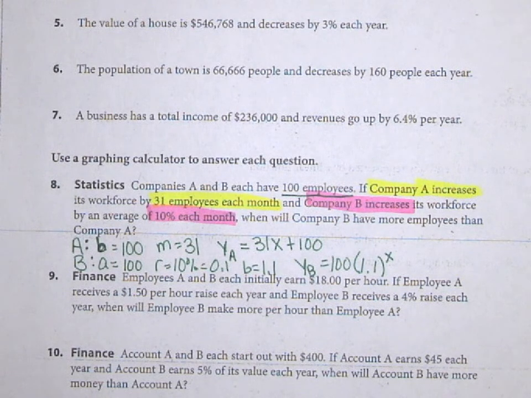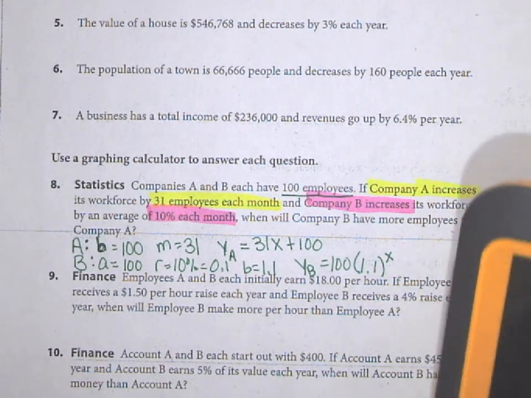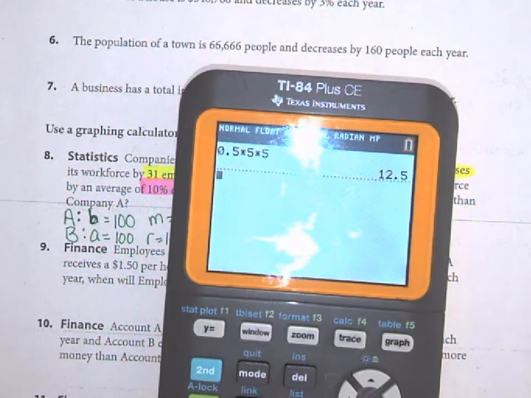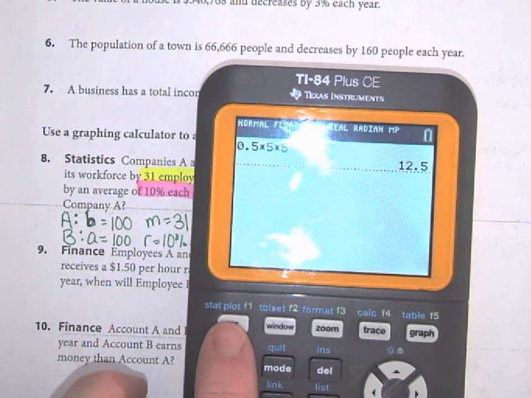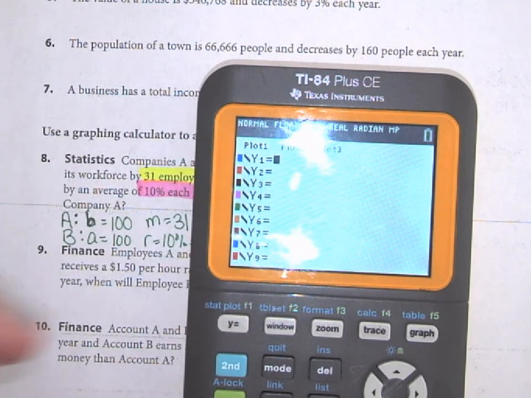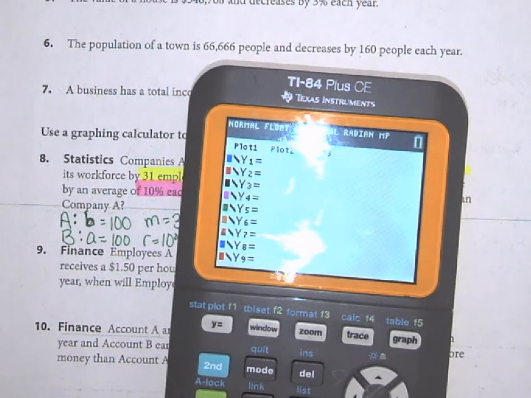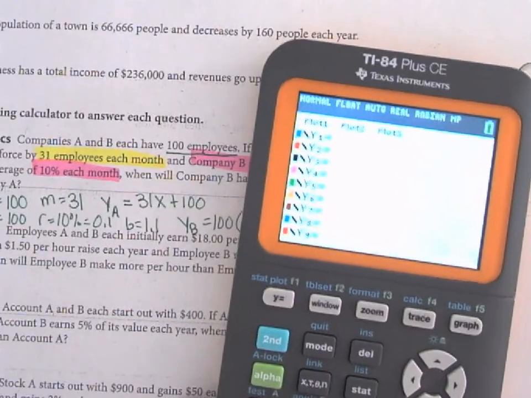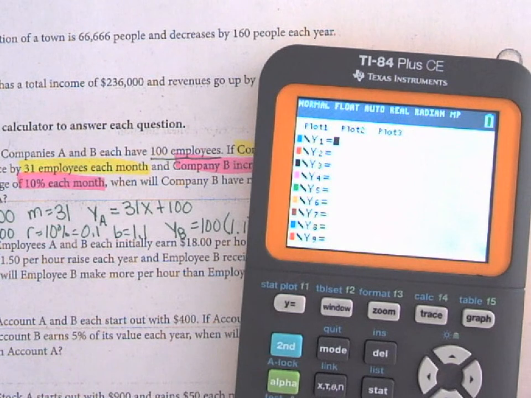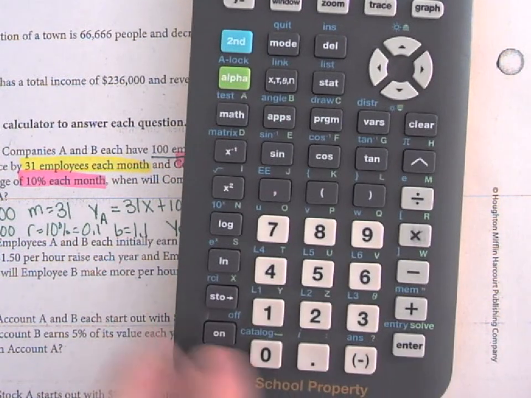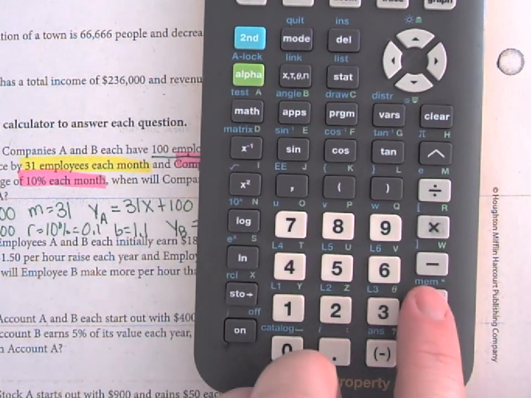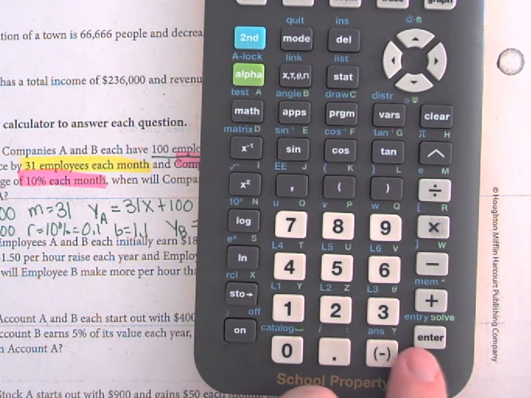So now what I'm going to do is go to my graphing calculator. I'm going to go to my y equals function here. I want to make sure I don't have anything listed in my grid. All right, and I'm going to put my equations in. So for the first one, 31x plus 100. So I'll just type that in. For my variable, I always use the one next to the alpha button, plus 100, and then I hit enter.